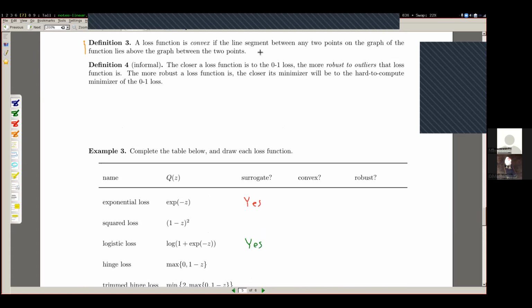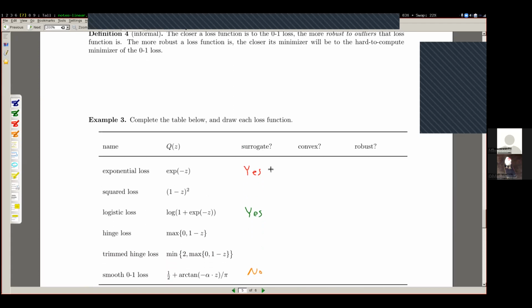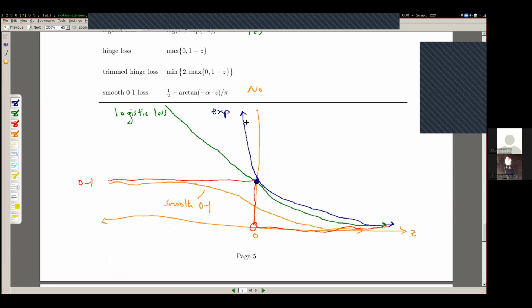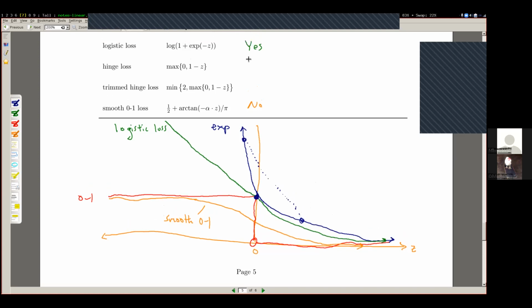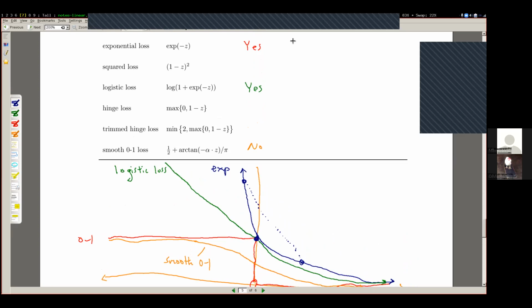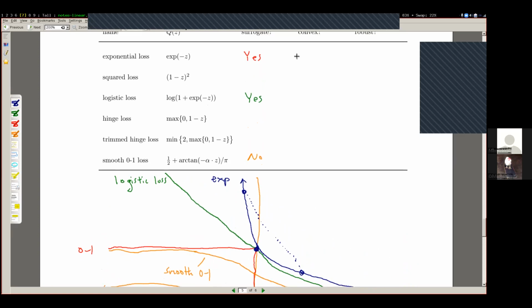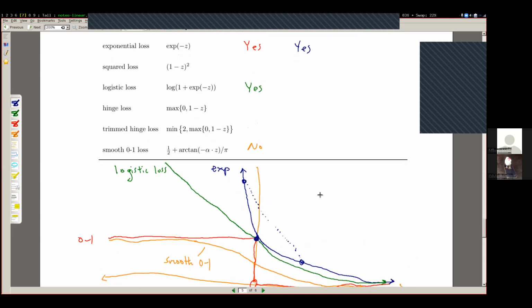So we say that a loss function is convex if the line segment between any 2 points on the graph of the function lies above the graph between the 2 points. That means that, as an example, with this exponential function right here, if I pick any 2 points, as an example those ones and those ones, and draw a line between them, that line is going to be above the graph, and that's true no matter what 2 sets of points I pick. So this blue curve is in fact convex. The exponential loss is convex.